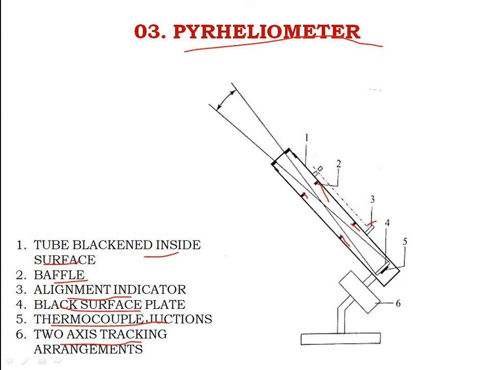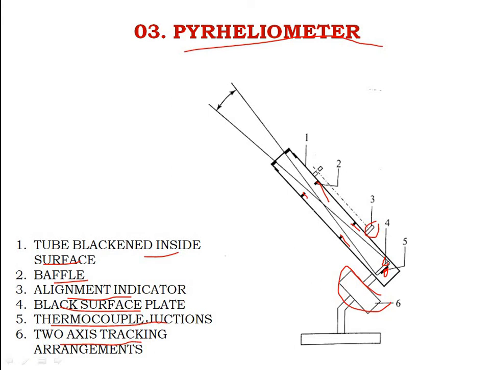This is the alignment indicator, and this is the black surface plate shown here. And the thermocouple junction, which is in black color, you all can see at this end. Then the two axis tracking arrangement: this is the two axis tracking arrangement made here. Okay, these are the things.